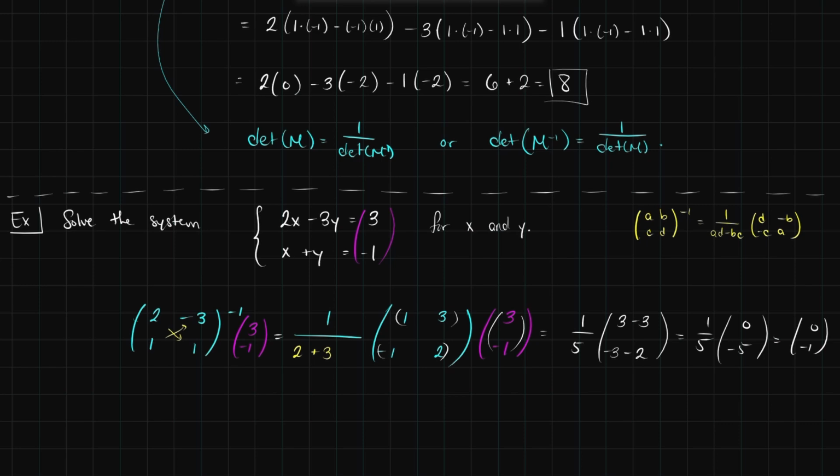Let's verify. If I put a 0 in for x and a negative 1 in for y, do we satisfy everything? We sure do. We have negative 3 times negative 1, which is definitely 3, and we have negative 1, which is definitely negative 1. So this immediately tells us x equals 0 and y equals negative 1 is our solution.